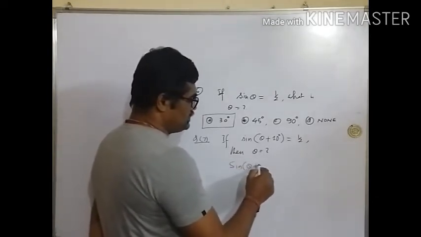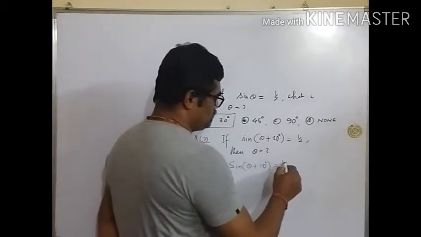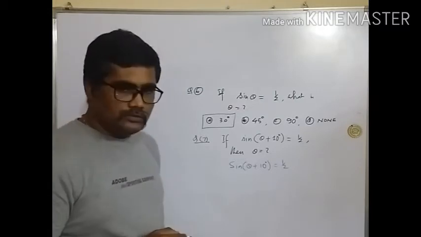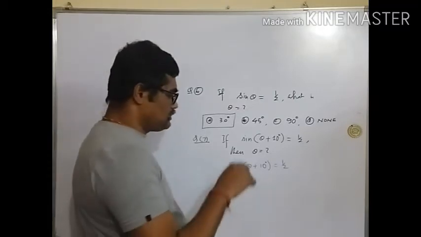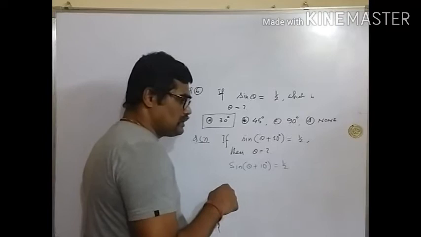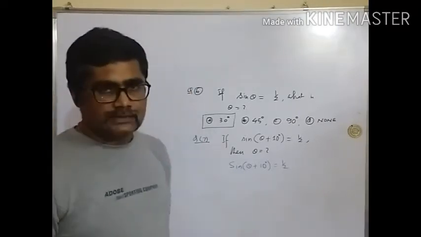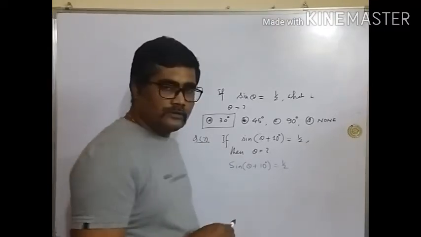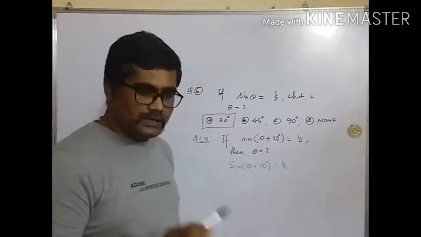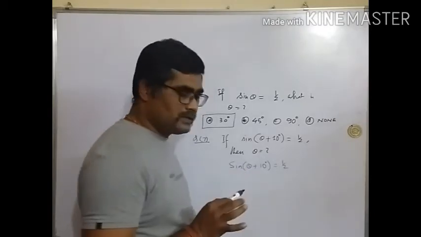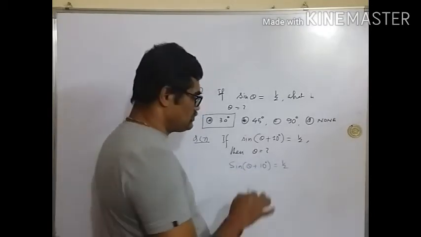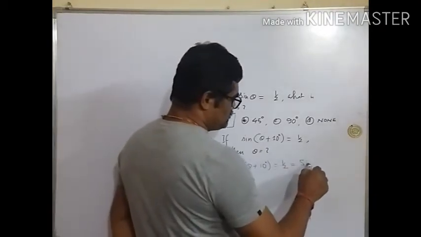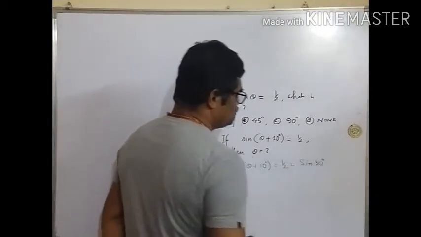Sine of theta plus 10 degree will be equal to half. It is given. Now you recall which angles sine value is half. Why sine? Why not the other ratios? Very simple reason. Left side you are having ratio sine, so do not go for other ratios. So I'll write this as sine of 30 degree.